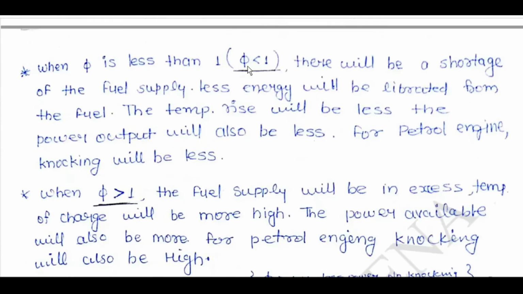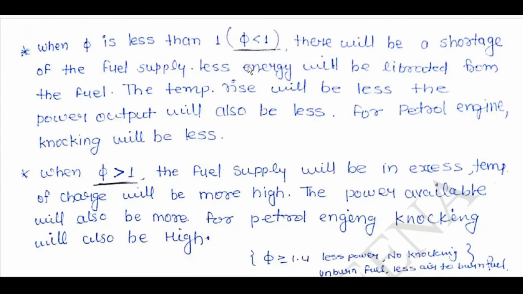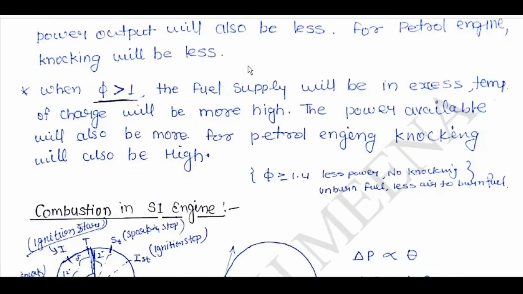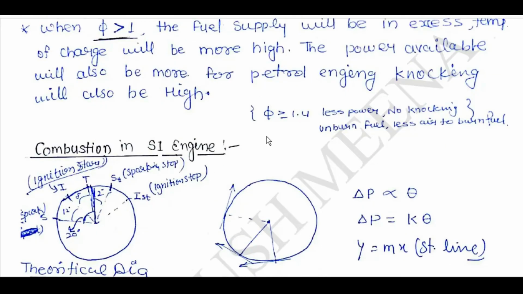When phi is less than 1, there will be a shortage of fuel, less energy will be liberated from the fuel, the temperature rise will be less, and our power output will be less. For a petrol engine, knocking will be less. When phi is greater than 1, the fuel supply will be in excess, the temperature of the charge will be higher, and the power available will be more. For a petrol engine, knocking will be high. Phi greater than or equal to 1.5: less power, no knocking, unburned fuel, less air to burn the fuel.